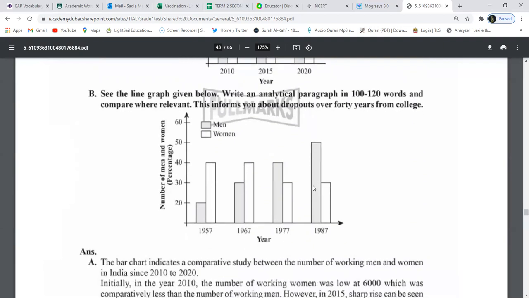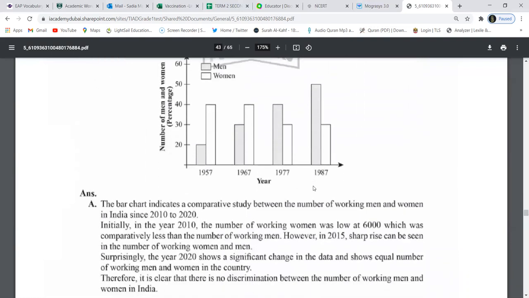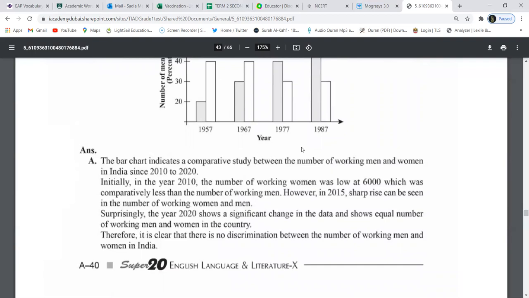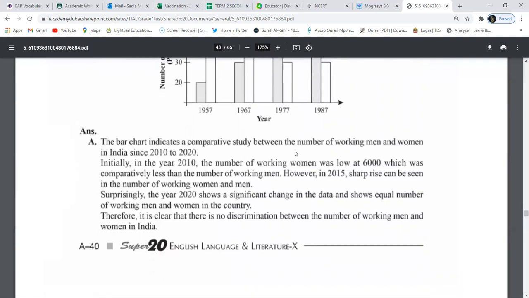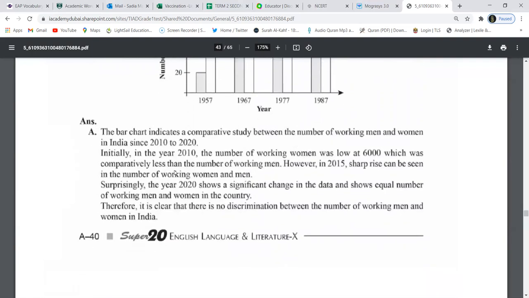Look at the next example. You can see the sample, but the title is missing. One more error is that it is written in several paragraphs, which is incorrect. The word initially should be written over here, only then is it a paragraph. Surprisingly should be written over here, only then is it a paragraph. This is a very wrong example.